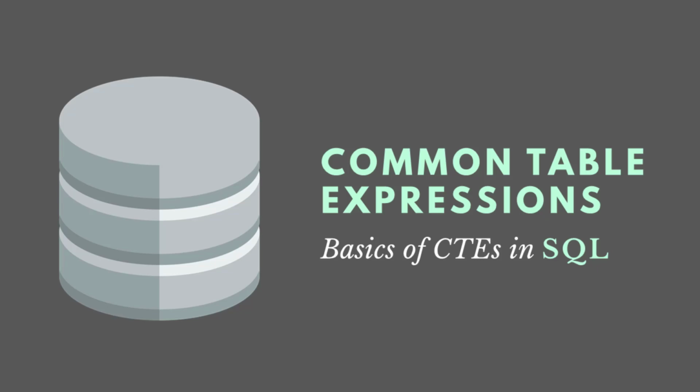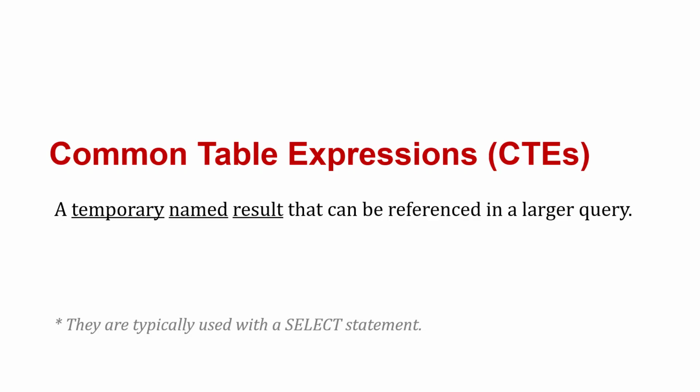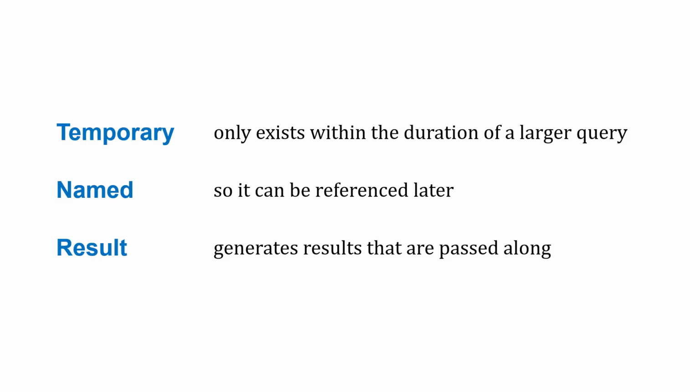Common table expressions, or CTEs in SQL, are temporary named results that can be referenced in a larger query. And they're typically used with a select statement. Now let me explain what I mean, though, by temporary named result. CTEs are temporary because they only exist within the duration of a larger query. They're named so we can reference them later. And what's going to happen is these CTEs generate a result that's then passed along.